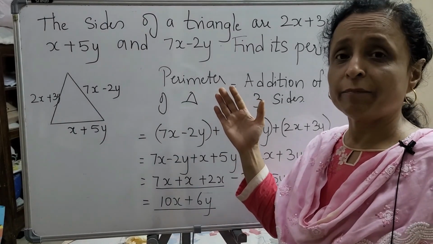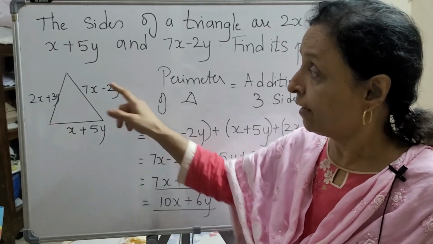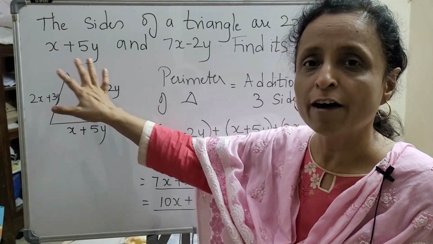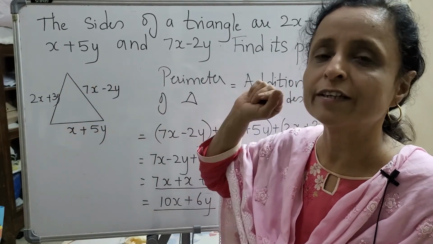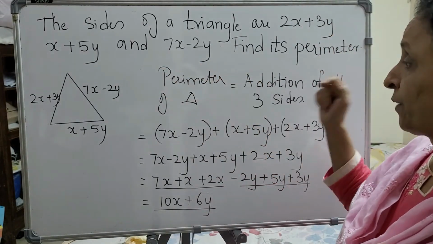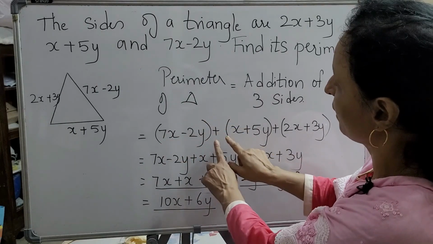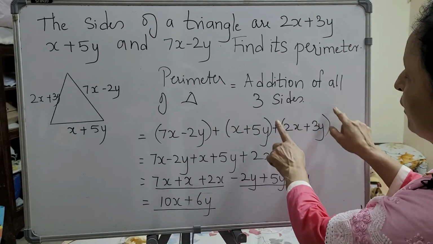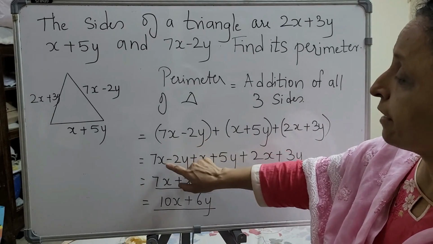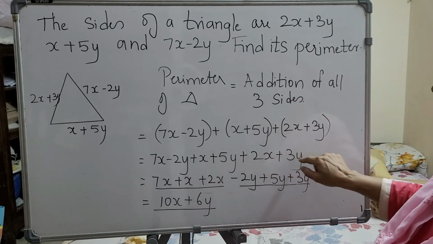Now how do we find the perimeter of a triangle? You just have to add the sides. This is one side, the other side, and the third side. So you have to add all the sides to get the perimeter of the triangle. So let's add. Now one side is 7x minus 2y, you put it in brackets, add x plus 5y, put in brackets, 2x plus 3y, put in brackets. Now open the brackets: 7x minus 2y plus x plus 5y plus 2x plus 3y.